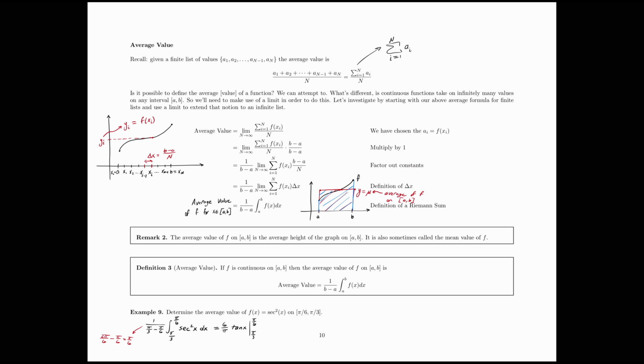Okay? So 6 over pi, and then, of course, tangent of pi over 6, well, that's going to be the sine of pi over 6, which is a half, divided by the cosine of pi over 6, which is root 3 over 2. So this is 1/2 times 2 over root 3. So 1 over root 3.